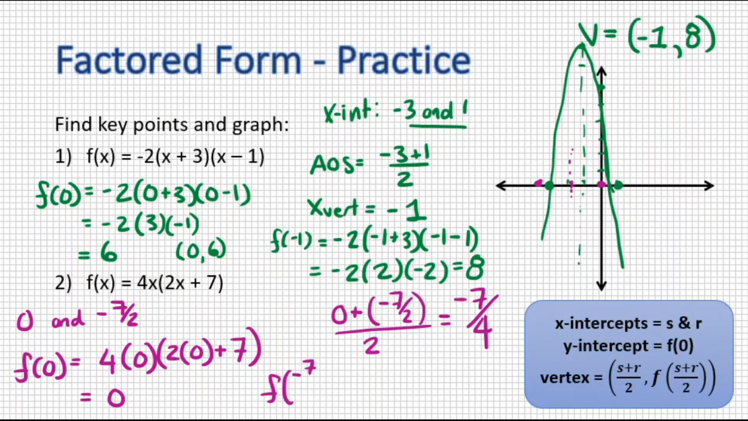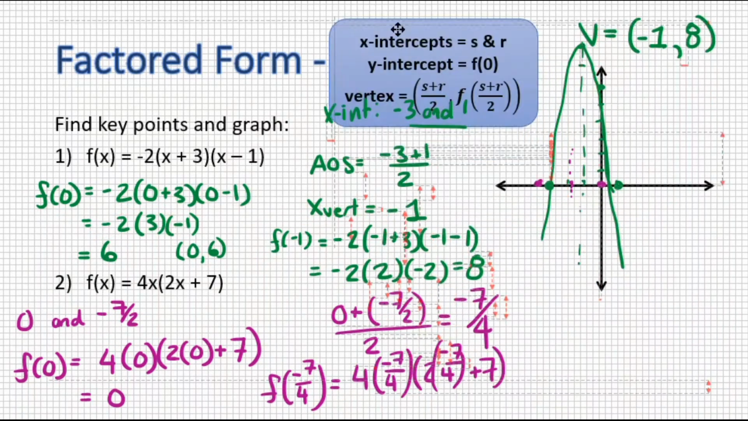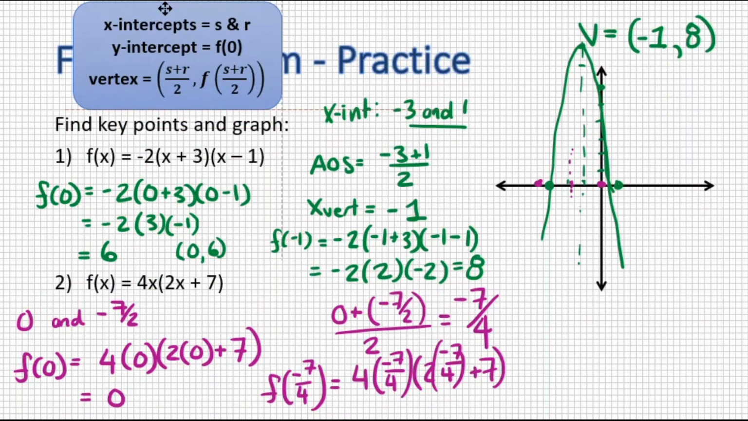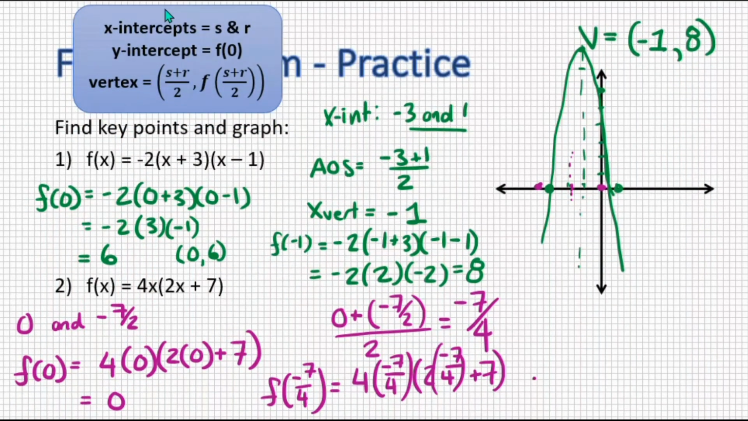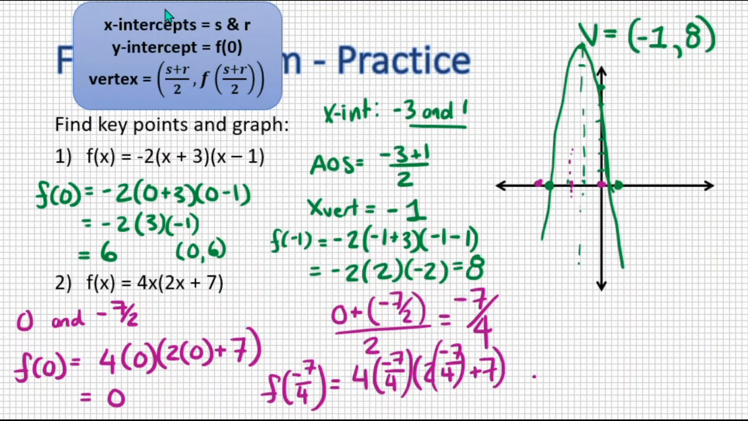I sub negative 7 over 4 in for x, and we're going to have 4 times negative 7 over 4 times 2 times negative 7 over 4 plus 7. That is heinous, and I think I'm just going to have to grab my bag and throw it somewhere else, so bear with me. I'll just put it right up here so I can continue on. Okay, there we go. All right, so doing some math there.